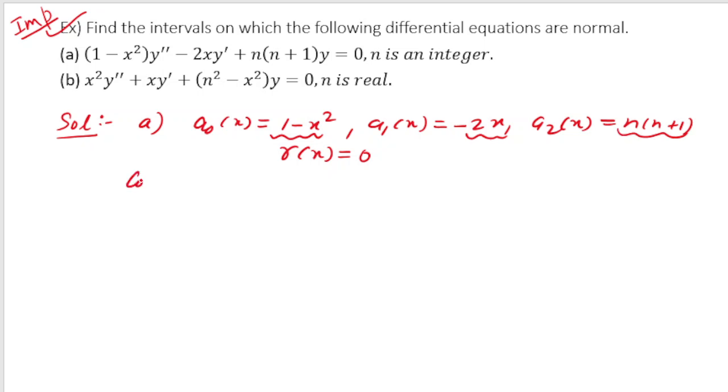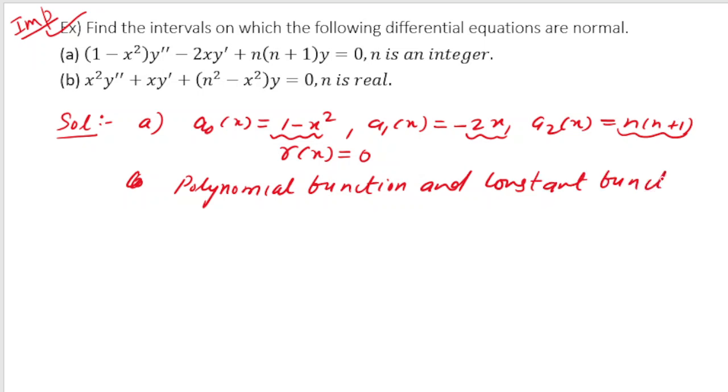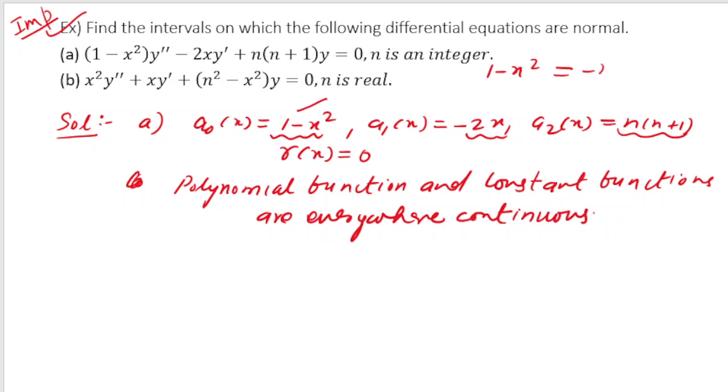So as far as continuity of this function is concerned, these are everywhere continuous functions. We all know a result, and this is an important result you should remember, that polynomial functions and constant functions are everywhere continuous. You can keep this result in mind because it will be very useful. So if you look at this, this is basically a polynomial of degree 2. 1 minus x square can also be seen as minus x square plus 1. So this is a polynomial of degree 2.